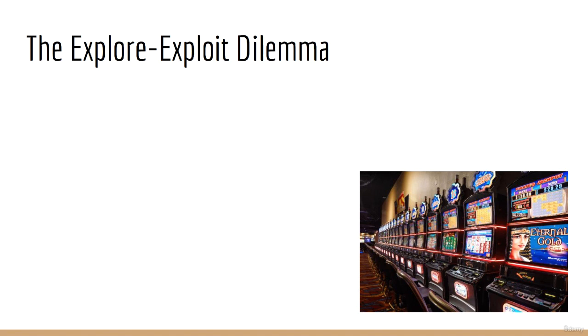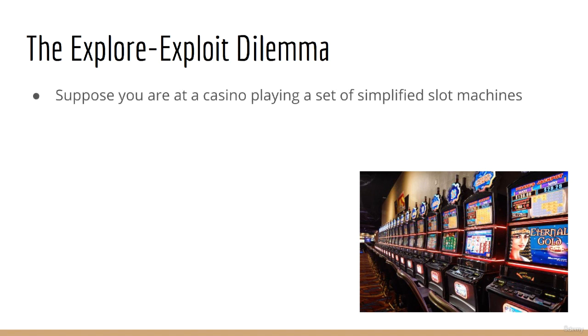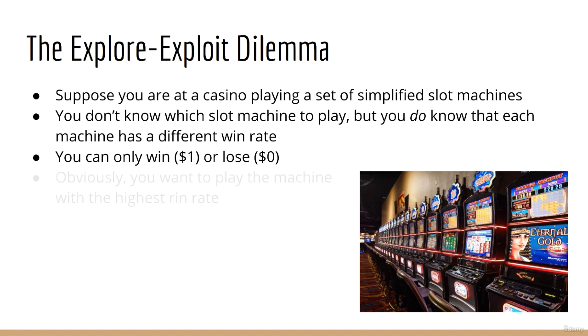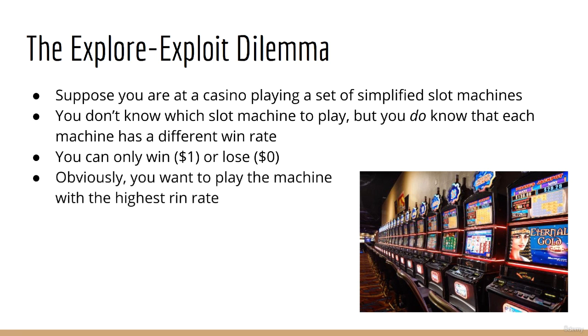This is a more general problem known as the explore-exploit dilemma. Suppose you go to a casino, and you're playing a simplified version of slot machines. You have several slot machines to choose from, and you don't know which one you should play. However, you do know that not all these slot machines yield the same reward. As I said, these slot machines are simplified, so there are only 2 possible outcomes. You can either win or you lose. If you win, you get $1, and if you lose, you get $0. Obviously, you would like to play the slot machine in which your chances of winning are highest.